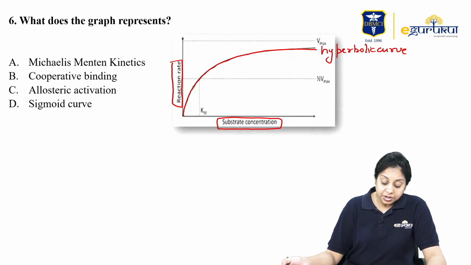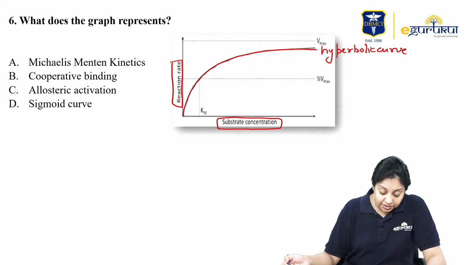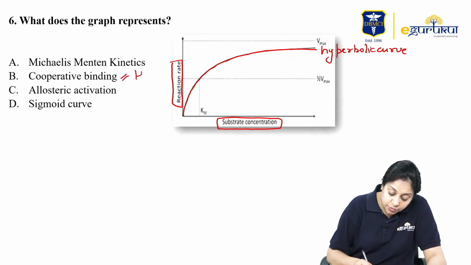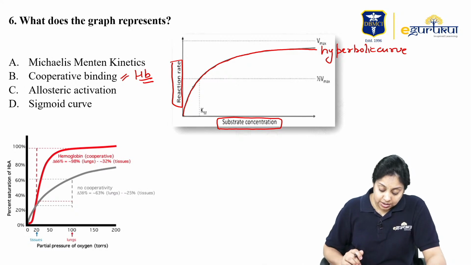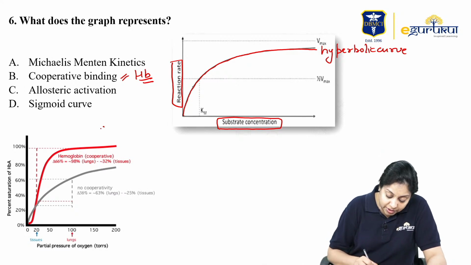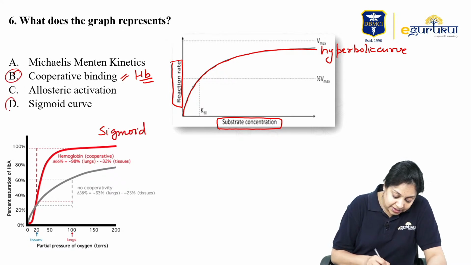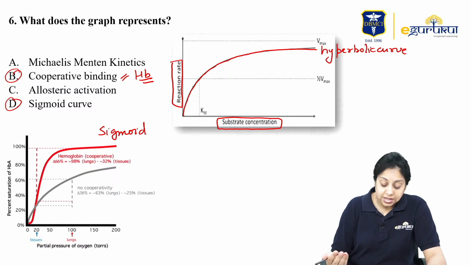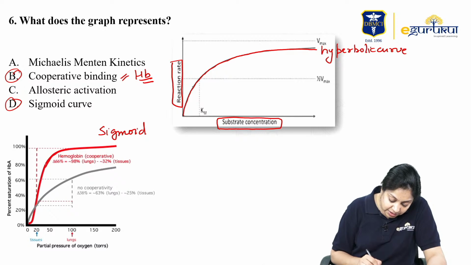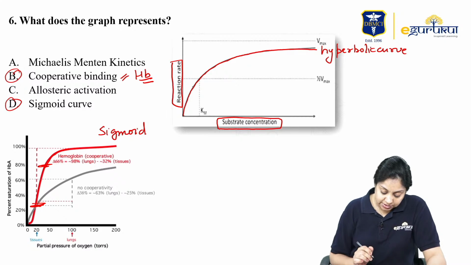So coming to this point, this is a hyperbolic curve. Do we see this in Michaelis-Menten kinetics, cooperative binding, allosteric activation? Cooperative binding, where do we see it? We see it in hemoglobin, and that gives rise to what? This red colored cooperative curve, that is the sigmoidal curve. So technically B and D choices are the same kind of choices, because in cooperative binding we see the sigmoidal curve, and here there is a sharp increase, right? There is a sharp increase in this curve.